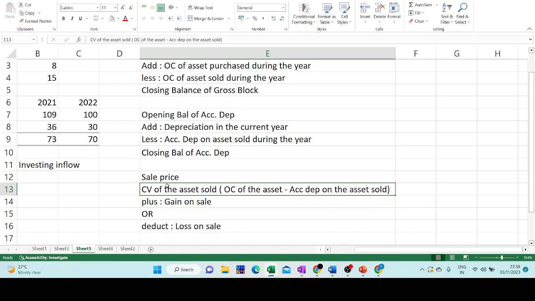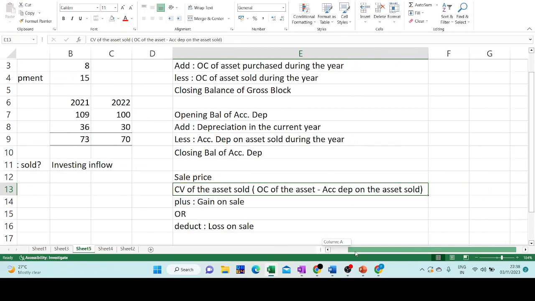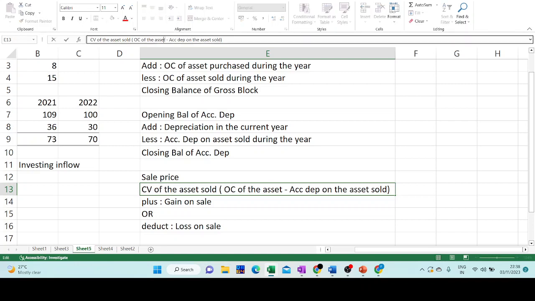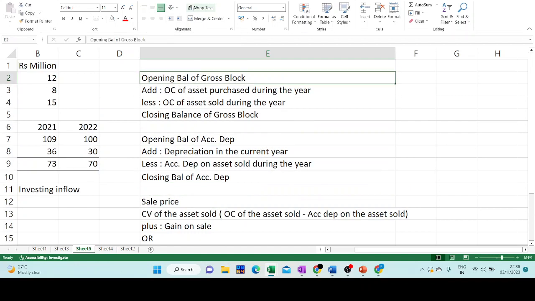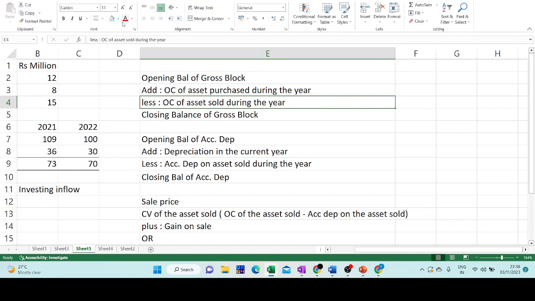Right. So first, guys, to calculate the sales price of the asset sold, we need to calculate the carrying value of the asset sold. How will we calculate the carrying value of the asset sold? First, we'll have to calculate the original cost of the asset sold. How do you calculate the original cost of the asset sold? We'll calculate it from the gross block, right? This figure here would tell me the original cost of the asset sold.